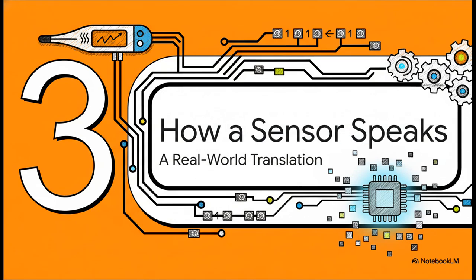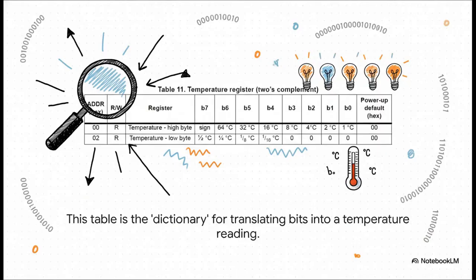Okay, that's enough theory. Let's make this real. We're going to do a live translation. We're going to put ourselves in the computer's shoes and decode an actual message sent from a digital thermometer bit by bit. Now, this table, this is our secret weapon. It's the dictionary that tells the computer what every single bit means. You can see each position in the code has a specific value.